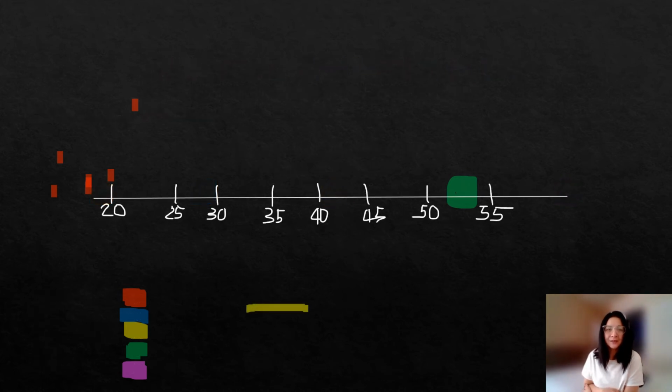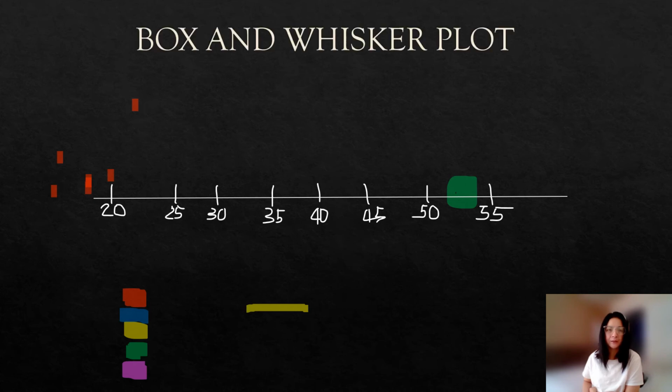So now let's graph, or let's make our box plot. All right, so I made here a line graph starting from 20 with an interval of 5 all the way to 55. Since our minimum is 22, I started from 20, and our maximum is 54, so I stopped at 55. So now let's start graphing our quartiles. So here's our given set of data. So now let's start plotting.